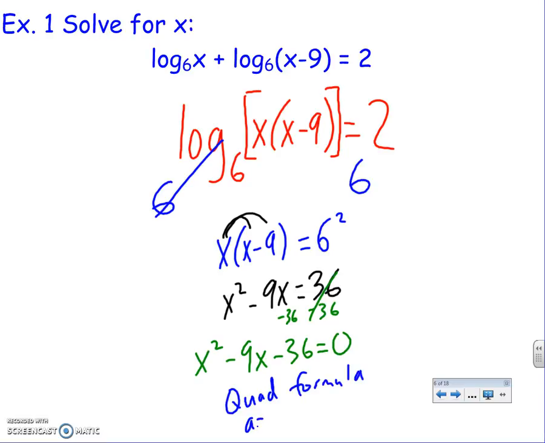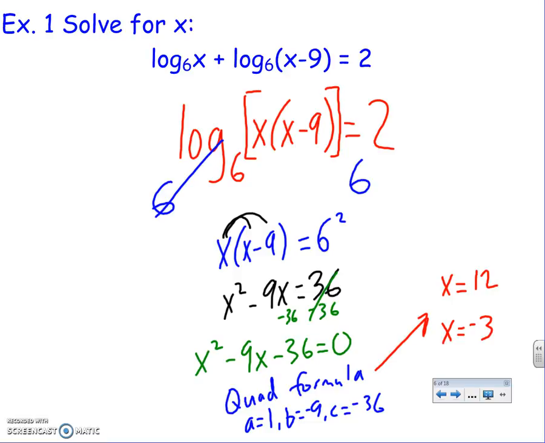So a equals 1, b equals -9, c equals -36. And to save you time, the two answers are x equals 12 and x equals -3, if you did the whole quadratic formula, which you should know how to do. Now remember, you have to check your answers. You can't take a log of a negative.